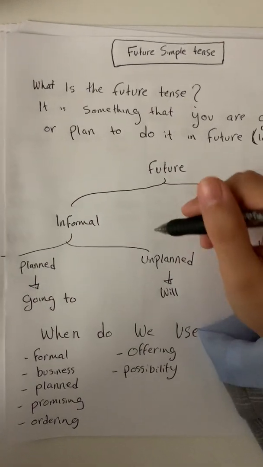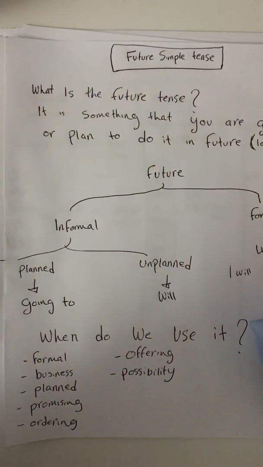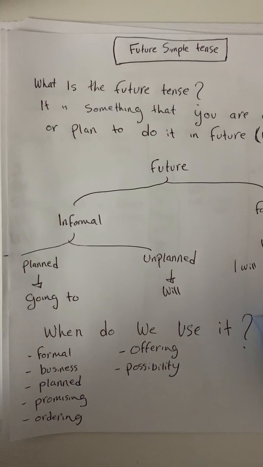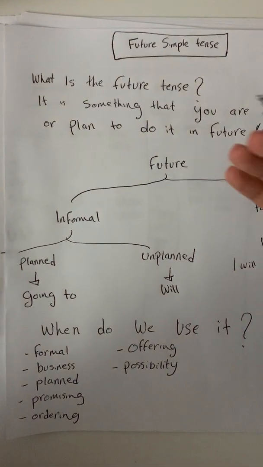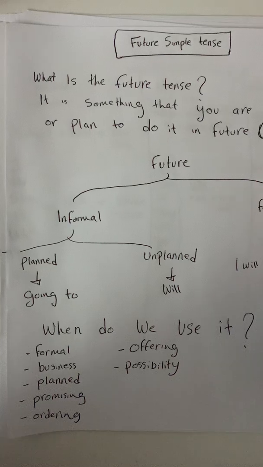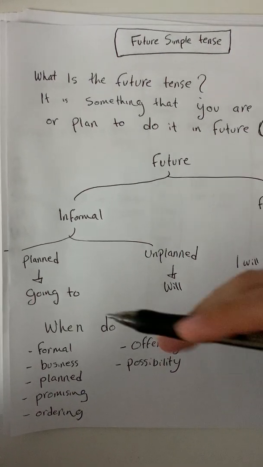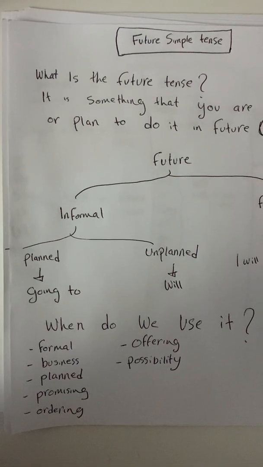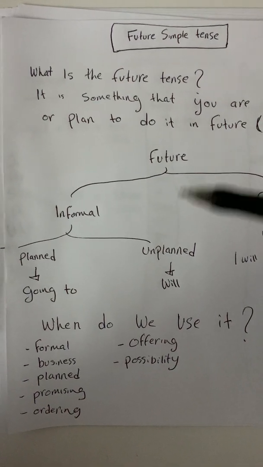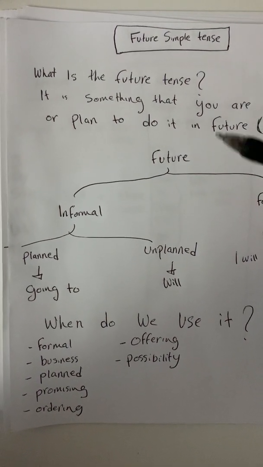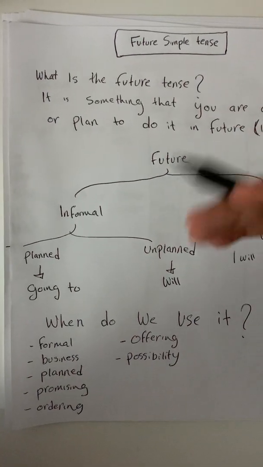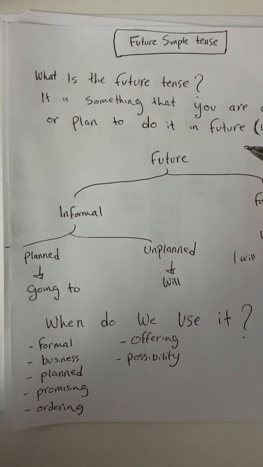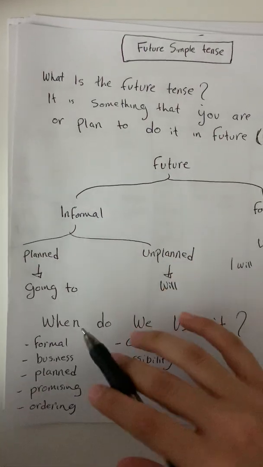First, let me introduce what the future simple tense is. It is something that you are going to do or plan to do in the future. Later on, for example, we can say, I will work tomorrow. You scheduled to work tomorrow, you planned it. So it's something you planned to do tomorrow, okay, or later on.